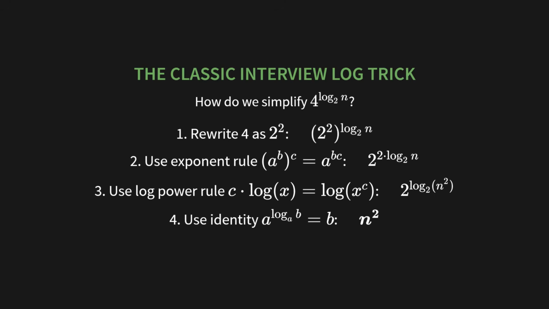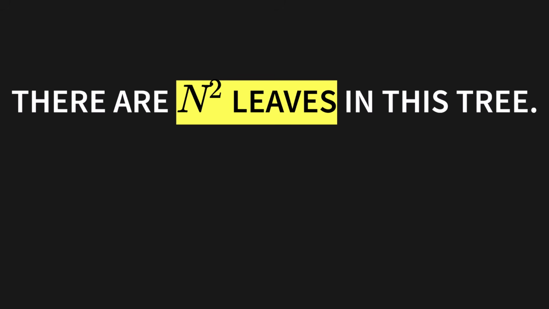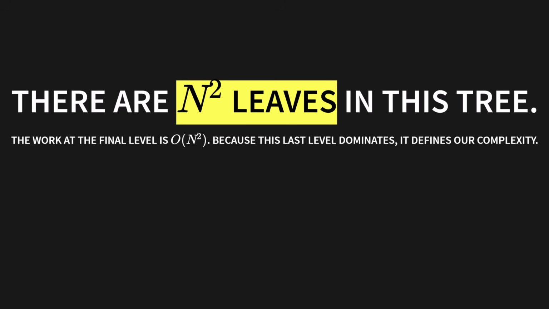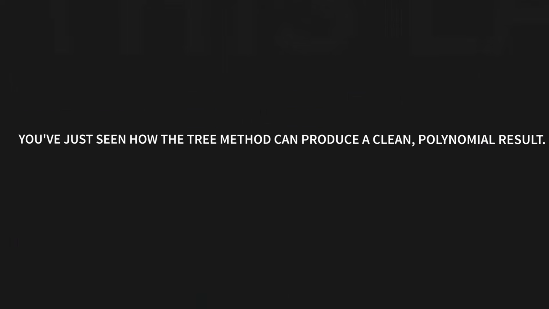And 4. Use the identity a to the log base a of b just equals b. The result is n squared. There are n squared leaves in this tree. The work at the final level is O of n squared. And because this last level dominates, it defines our complexity. Conclusion: T of n is O of n squared.